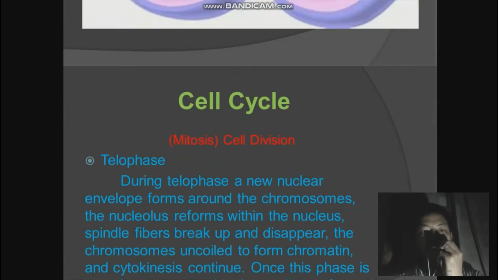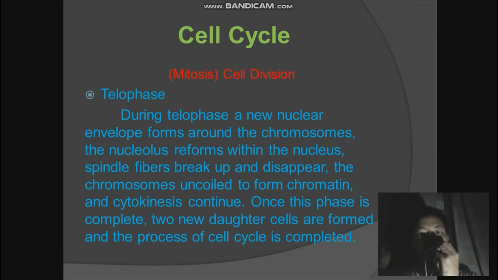The last phase is the telophase. During telophase, a new nuclear envelope forms around the chromosomes. The nucleolus reforms within the nucleus. Spindle fibers break up and disappear. The chromosomes uncoil to form chromatin. The cytokinesis continues. Once this phase is complete, two new daughter cells are formed and the process of the cell cycle is completed.